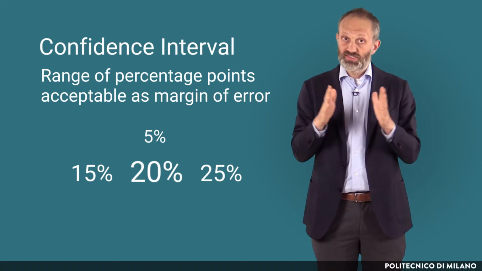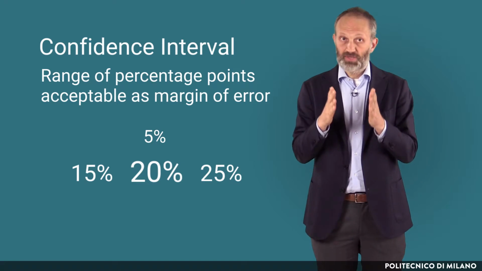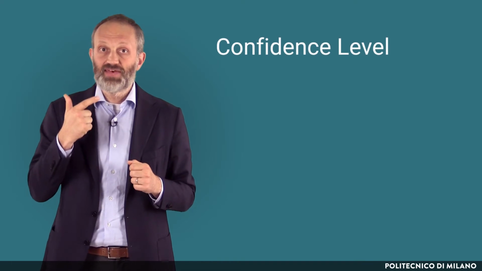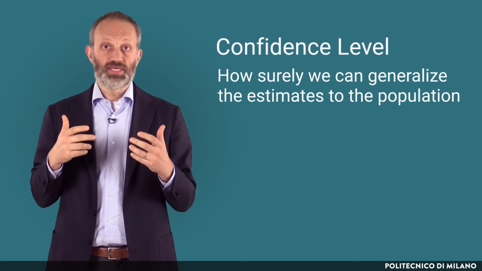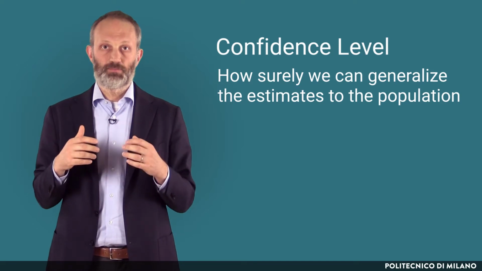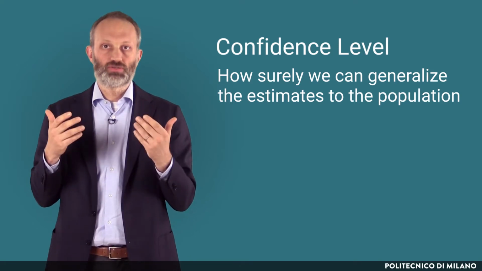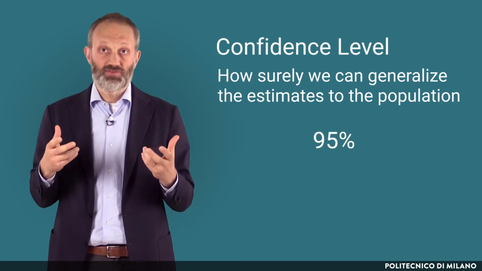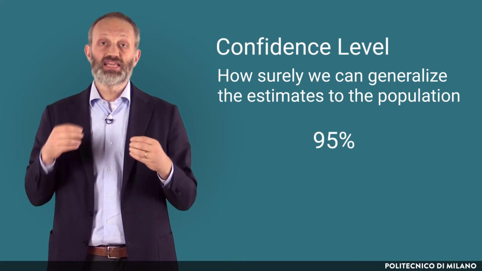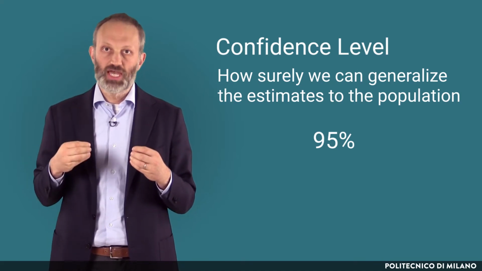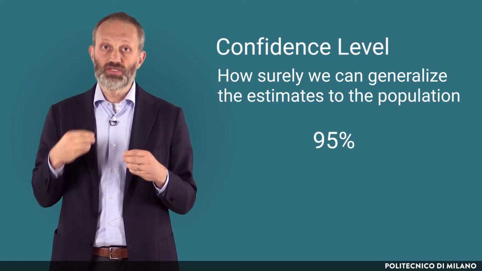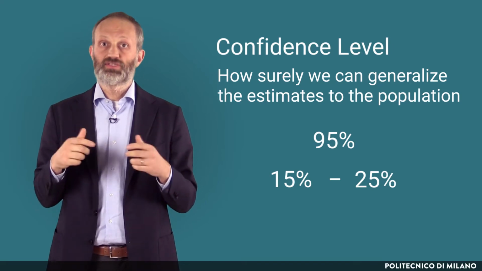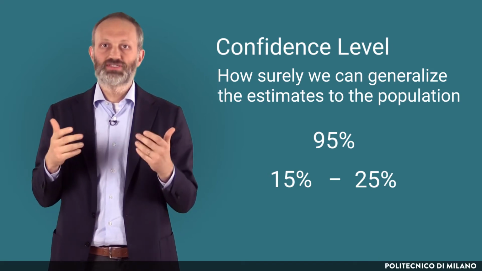The narrower the desired confidence interval or sampling error, the larger is the sample needed. The confidence level, that is how sure we can be that the estimates derived from the sample are generalizable to the population. In our example, if we accept a 95% confidence level, it means that we can be 95% confident that the population that will like the product is between 15 and 25%. Also in this case, the higher the desired confidence level, the larger is the sample needed.